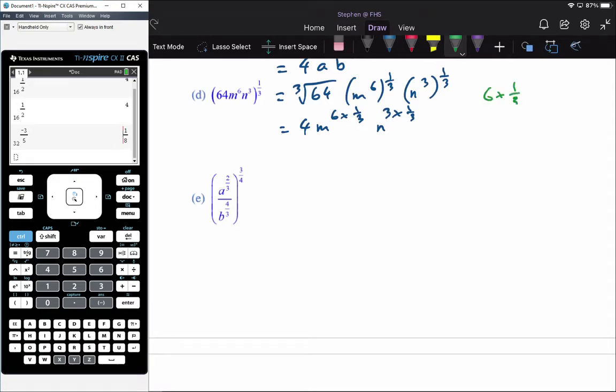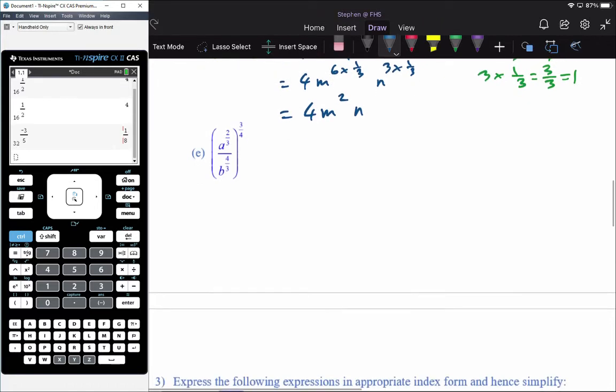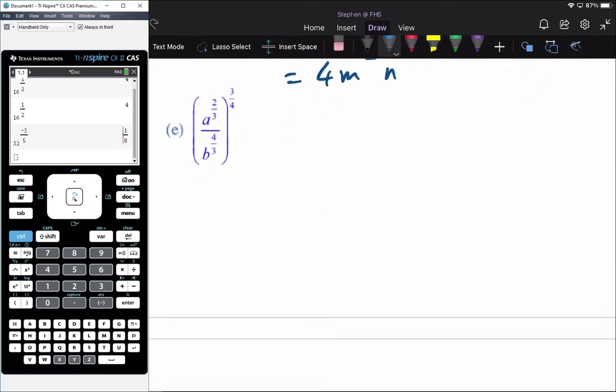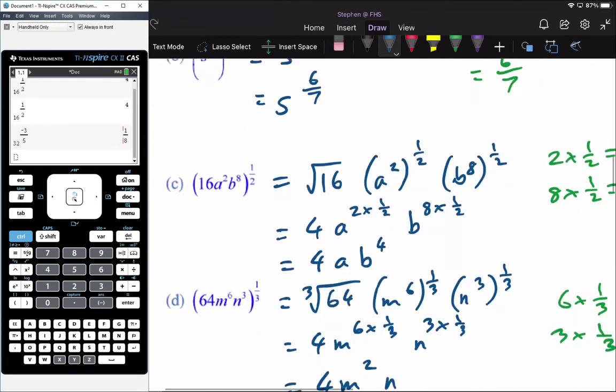6 times 1/3 is 6 over 3, which is just 2. There we go. And then we have 3 times 1/3, which is 3 over 3, which is equal to 1. So what that means is we then get a final answer of 4m squared n to the 1, but the 1 of course is invisible. Let's just leave that out. Perfect. Here is the very final question of part 2.